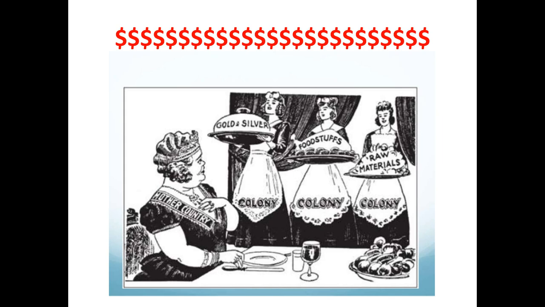English ships and merchants were always favored, and the attempt, of course, was to exclude other countries from sharing in the British Empire's wealth. This made them very angry. So the colonists could only ship their goods to England, and that's it. You can't ship them anywhere else. You can't ship products to Spain on a Spanish ship. That's illegal, okay?